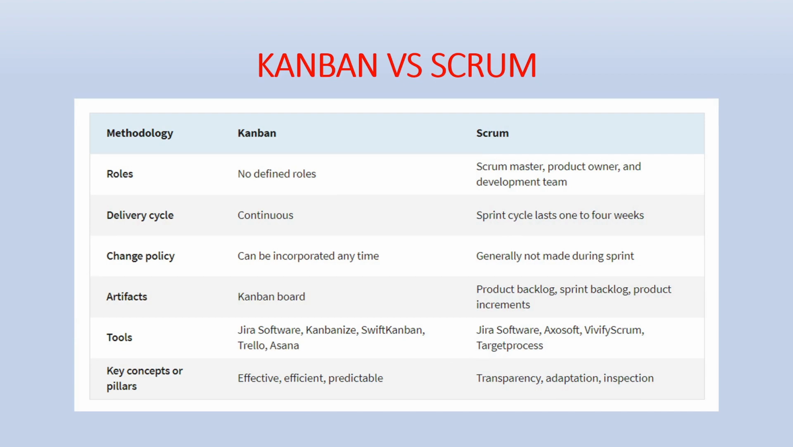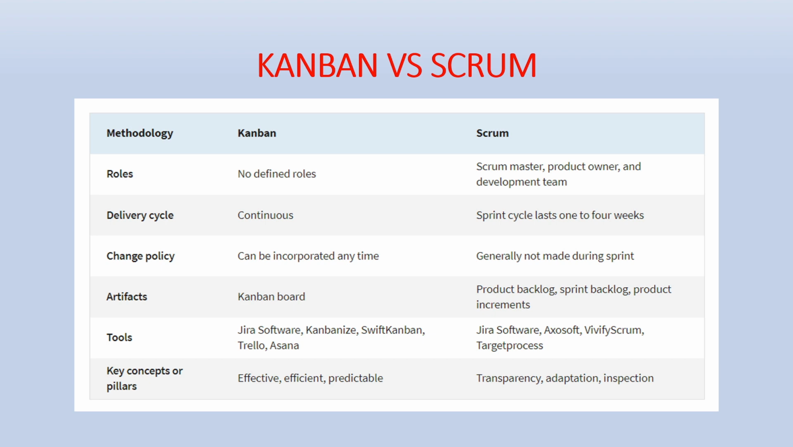Let's compare Kanban versus Scrum. So, in the perspective of roles, in the Kanban, there are no defined roles. In Scrum, we have Scrum Master, Product Owner, and Development Team. In terms of delivery cycle, in Kanban it is continuous. We do not have such a cycle. Whereas in Scrum, we have a sprint cycle which lasts from 1 to 4 weeks.